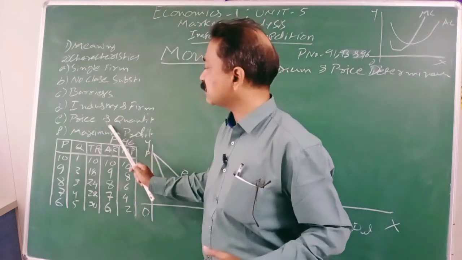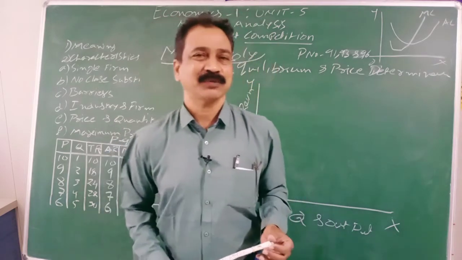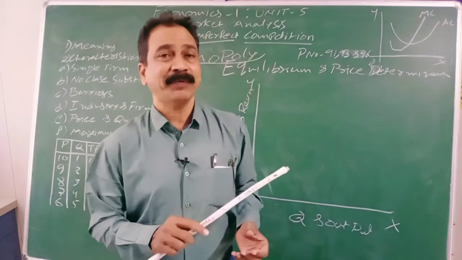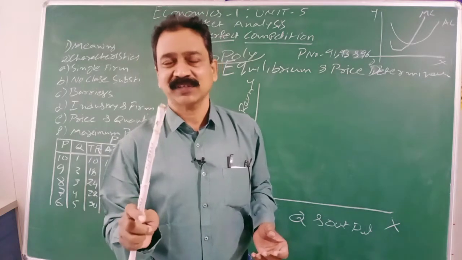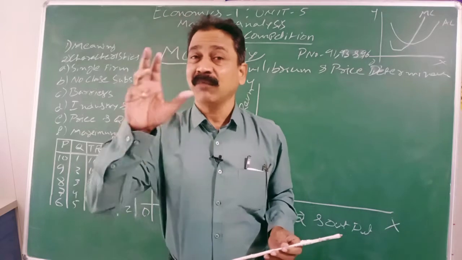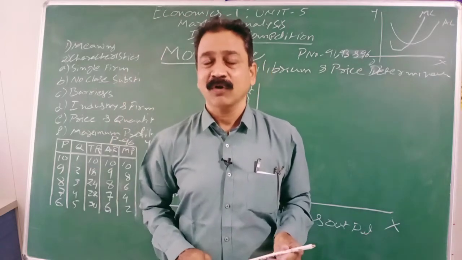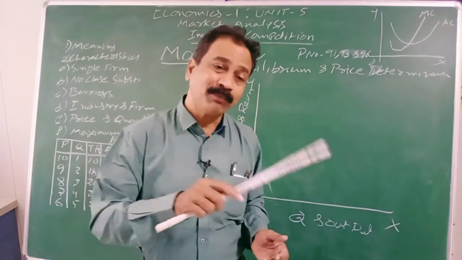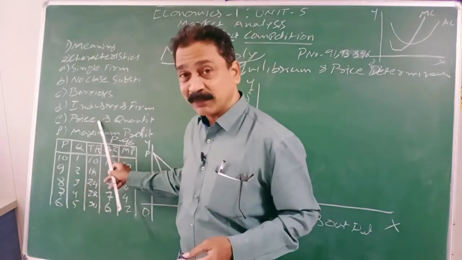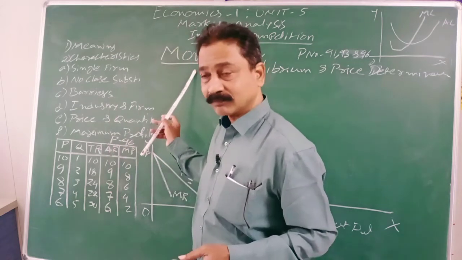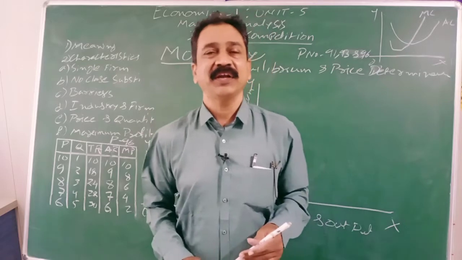Next we will see the next one, price and quantity. This is a different concept. In perfect competition, the market decides the price. That is, market forces, demand and supply, fix the price. Quantity will be decided by the producer. But here, the price is also decided by the monopolist and the quantity is also decided by the monopolist. He decides both things.